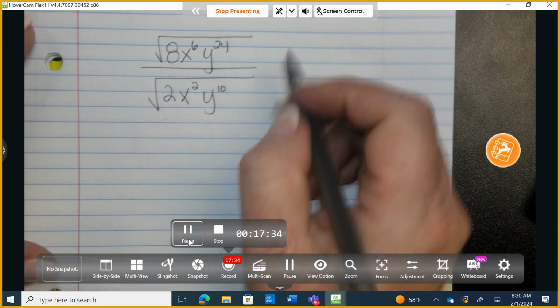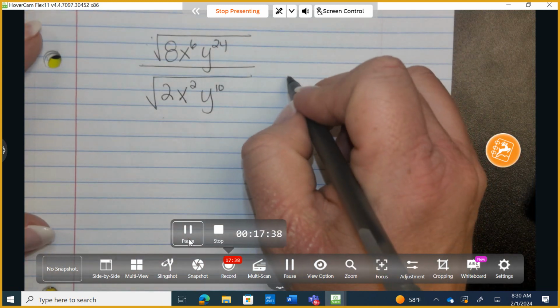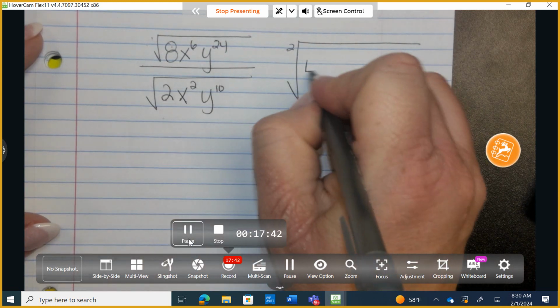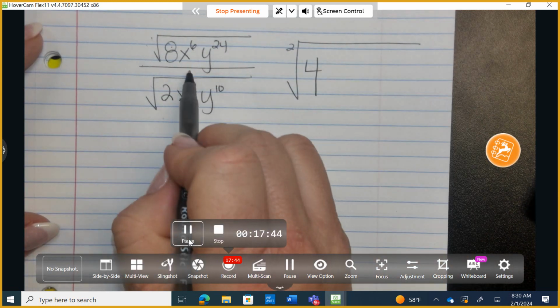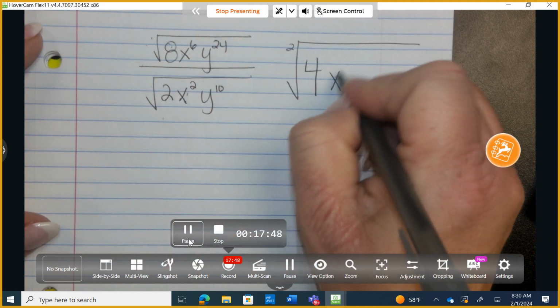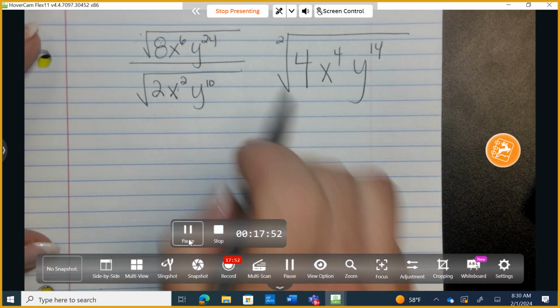Let's go through this. So we have the same nth root and we are dividing. We can only do this when we are multiplying or dividing. All right, so we have the same nth root. 8 divided by 2 is 4. What do I do with these exponents? When we divide, we subtract, we have the same base. 6 subtract 2 is 4, and 24 minus 10 is 14.